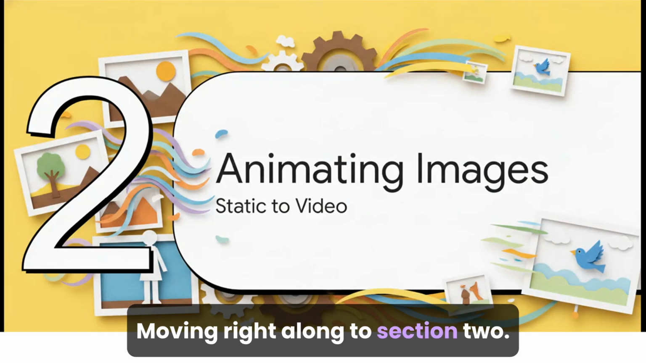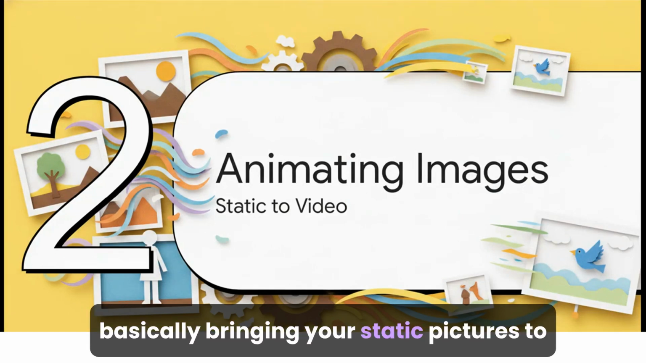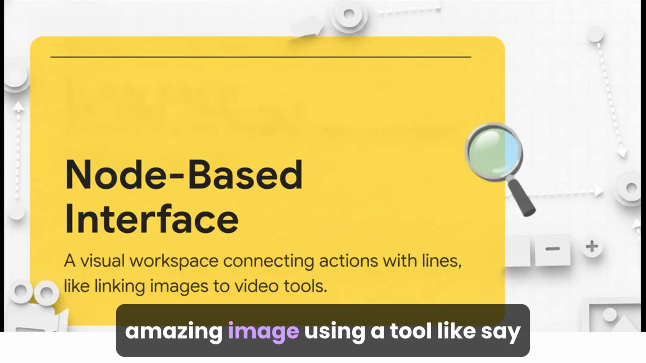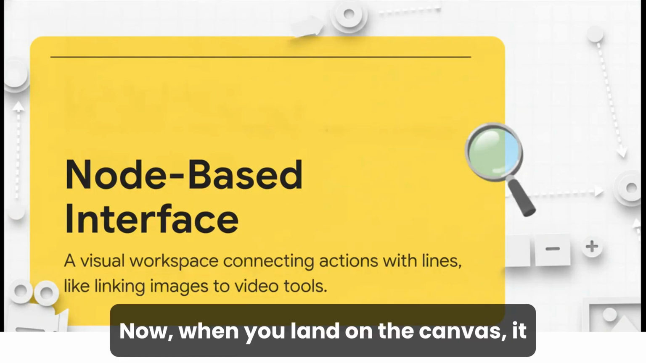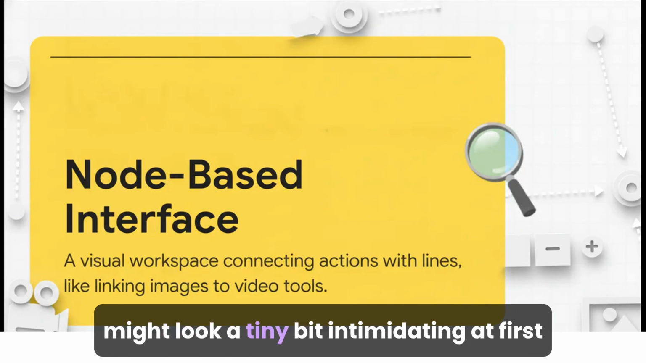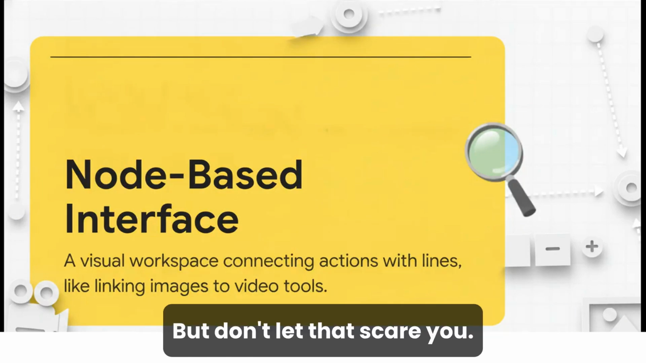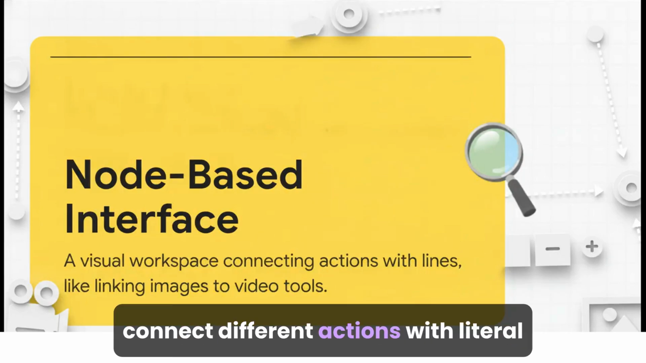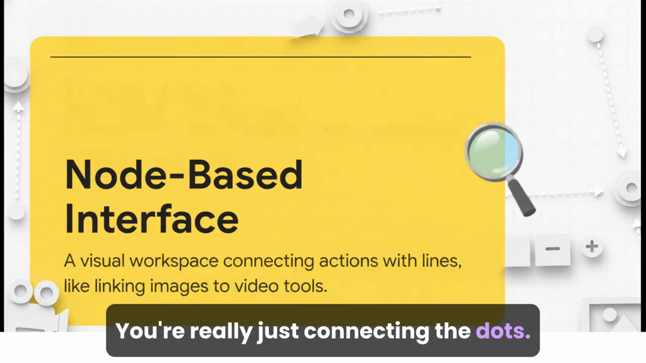Moving right along to Section 2, animating your existing images, or basically bringing your static pictures to life. Let's say you've already generated an amazing image using a tool like, say, Google Image FX, and you want to make it move. Now, when you land on the canvas, it might look a tiny bit intimidating at first because it uses what's called a node-based interface. But don't let that scare you. It's simply a visual workspace where you connect different actions with literal lines. Think of it like a giant puzzle. You're really just connecting the dots.